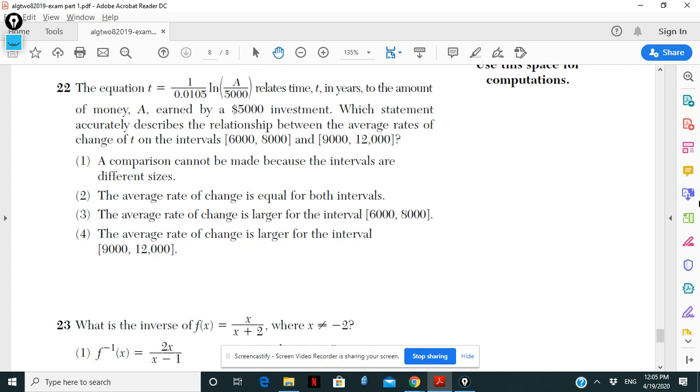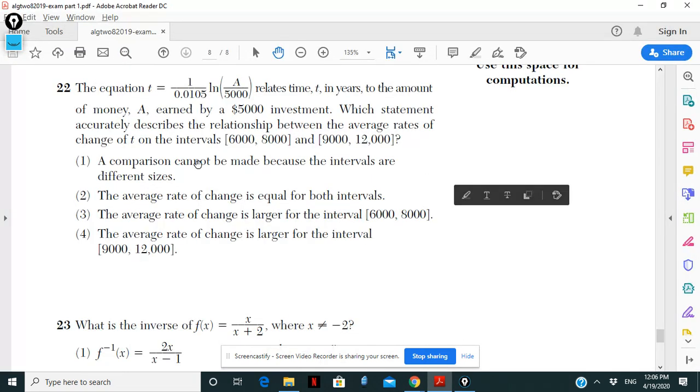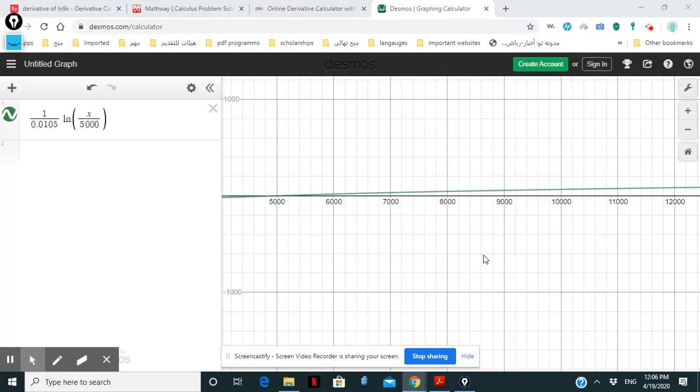Okay, the average rate is larger for the interval 6,000 to 8,000. Yes, so if you look at it, the jump is the same amount, but the interval between 9,000 and 12,000 is bigger. That's why the average is going to be lower there. So the answer is 3.